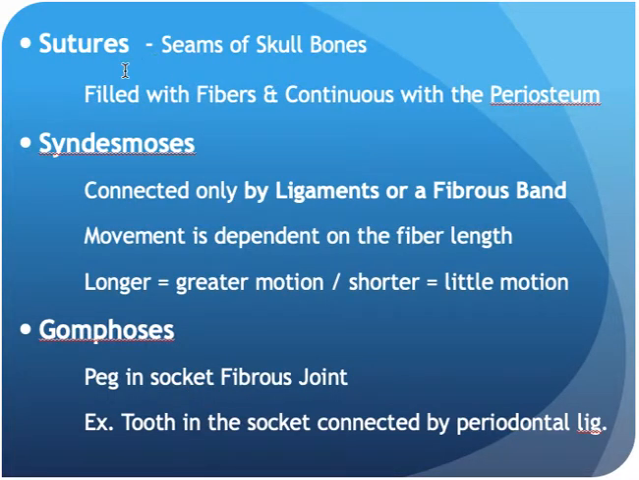Here is a suture. Most of us are aware of this with the skull: these are the seams of the skull bones. They're filled with fibers and continuous with the periosteum, the outer layer of the bone. Syndesmoses are connected only by a ligament or a fibrous band. The movement is determined by the length of that fiber: the longer it is, the greater the motion, and the shorter it is, the less motion.